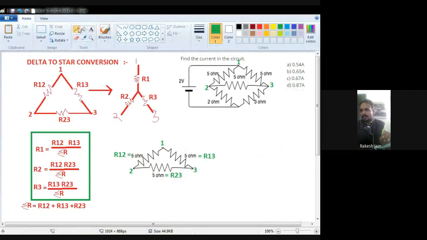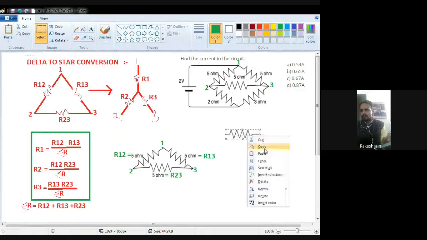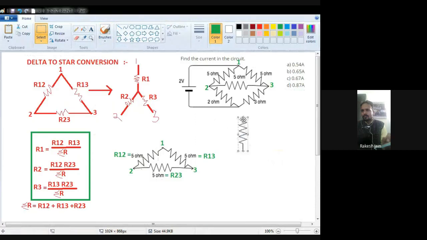What I have done till now is put this node as the first node, this as the second one and this as the third node. Now this will be converted into a star. So definitely your star network will look like this one.